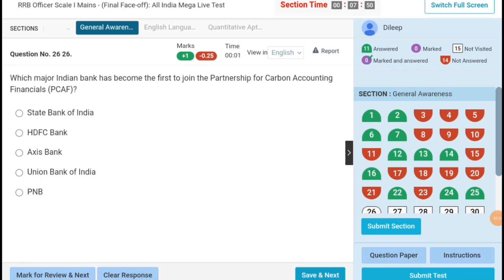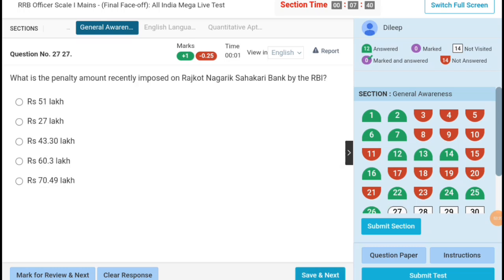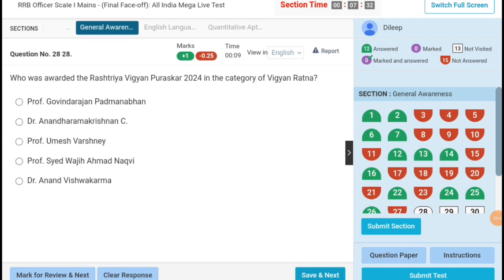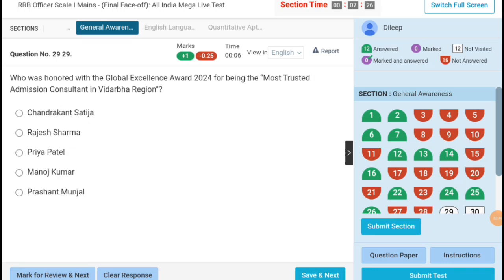Which major Indian bank became the Carbon Account Financial Union Bank? Penalty of Rajkot Nagarik Sahakari Bank. Awarded Rashtriya Vigyan Puraskar. Honored the Global Excellence Most Trusted Consistent Vidarbha Region.